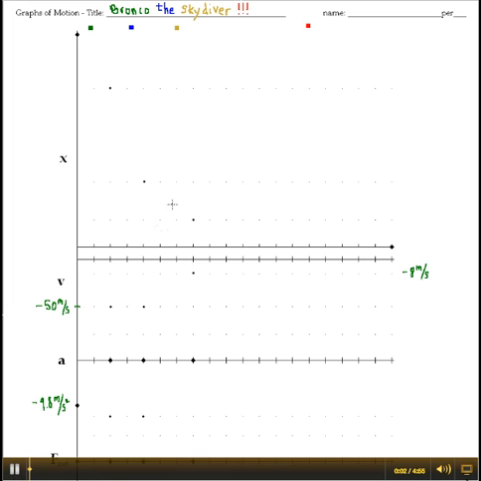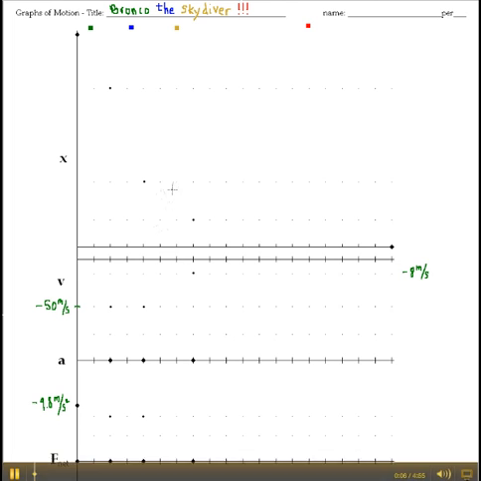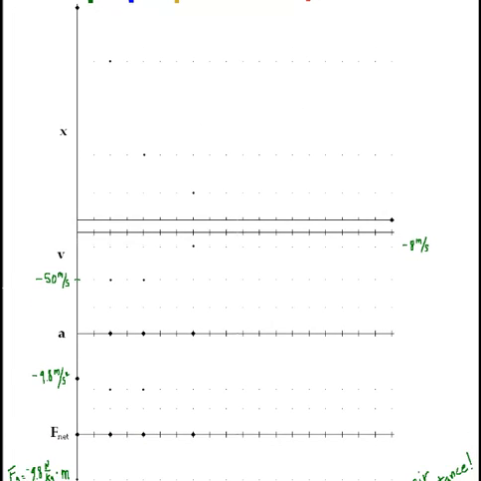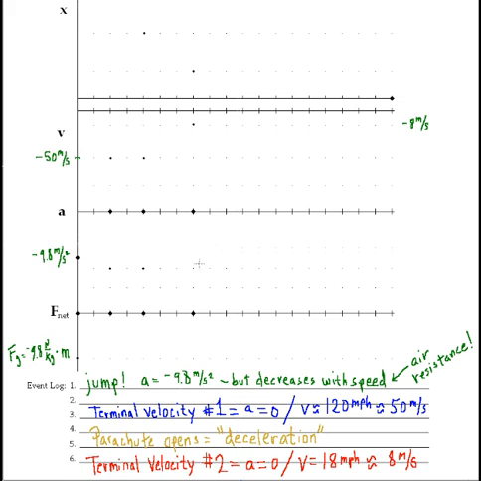I'm going to now take you on a quick walk through the Bronco the Skydiver when he dives out of the helicopter. There are four things that we can look at here. He's going to jump and his acceleration is going to be a negative 9.8 meters per second squared, but the acceleration is going to decrease the faster he goes.